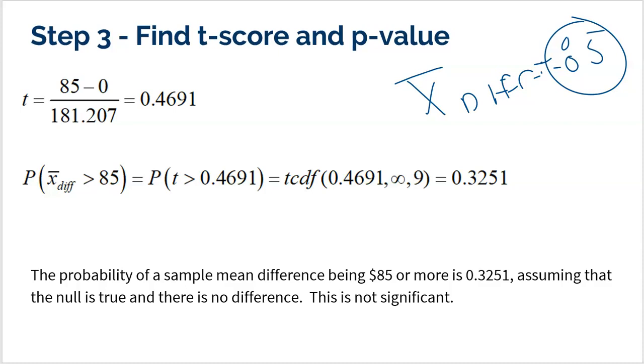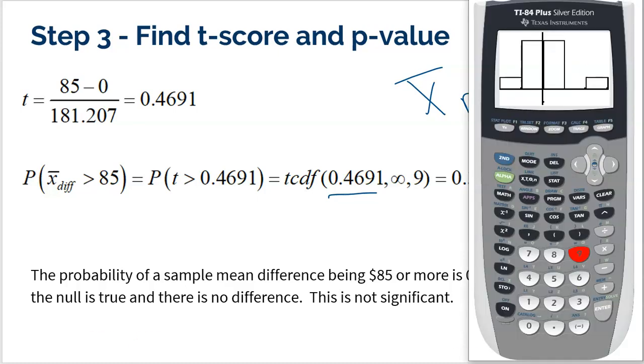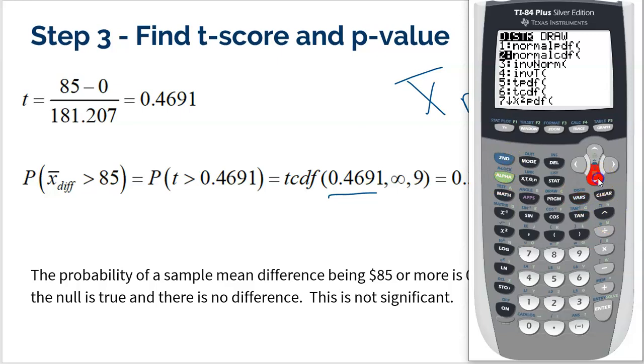Use tcdf on my calculator to find that. I'm going to go from my t-score to 99. I'm going to use infinity, but on my calculator it's 99. And then I need another comma there with the degrees of freedom. And I'm going to just show you that real quick so everybody knows where that's at. Second vars, go and grab tcdf, number 6 here. Oh, I went too far, sorry. Number 6. All right, and then I'm going to go from the 0.4691.